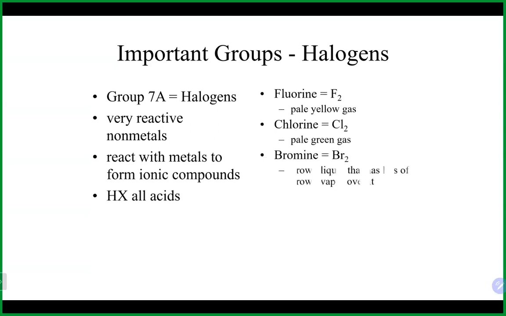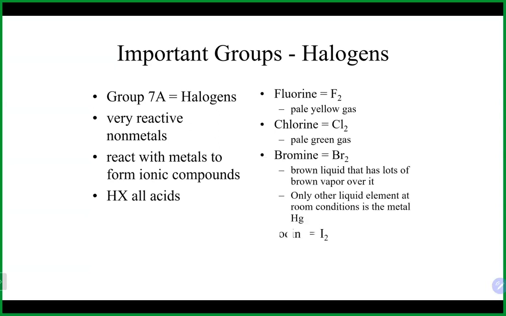So a little bit more about some of the halogens there. They are very reactive nonmetals, and they do react with metals to form ionic compounds. They also react with hydrogen or H plus to form acids. So if you have something like HCl, that's hydrochloric acid. HF is hydrofluoric acid. So they do make acids when they react. As we talked about, they come as diatomic molecules. Most of them are gases. Some of them are sort of like a vapor over a liquid. And iodine there is our purple colored solid.